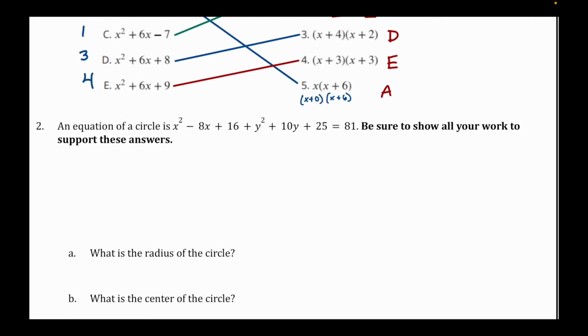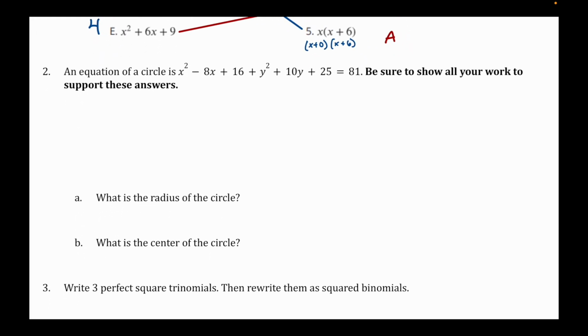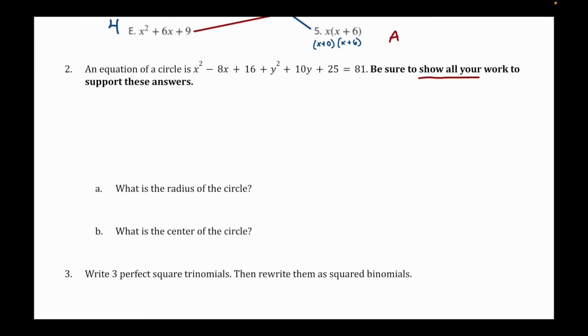Okay, so on to question 2. We have an equation of a circle: x squared minus 8x plus 16 plus y squared plus 10y plus 25 equals 81. We want to answer some questions about it. What is the radius of the circle and what is the center of the circle? We are going to show all of our work.